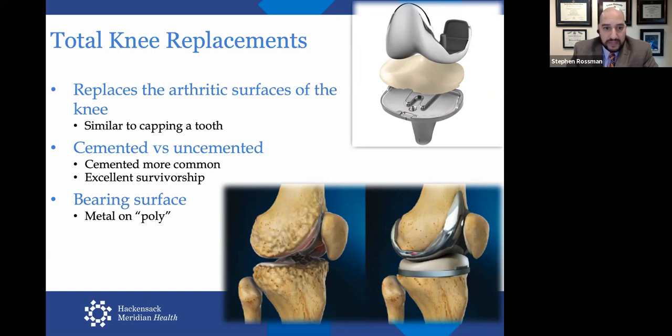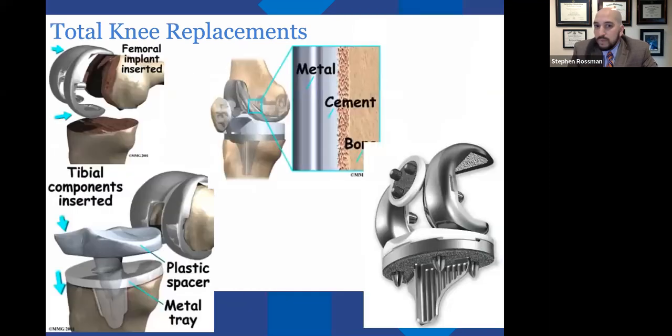And I said in the total knee, the bearing surface, whereas in the total hips we would say ceramic on plastic, this is metal on plastic. Here's an example, another picture. Again, we have these in our office that we show you, and we're basically putting a cap on the end of the femur here. A piece of plastic can snap in.